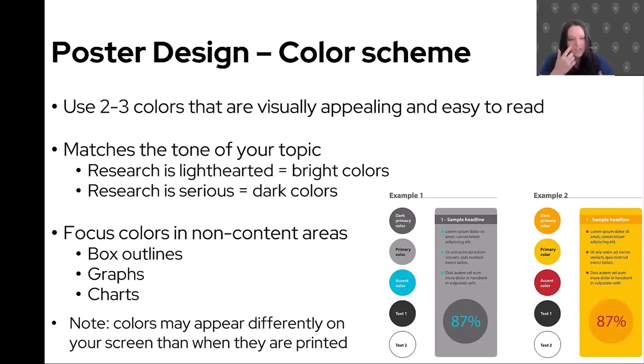So then you want to think about your color scheme. So you have this idea of what your font types are going to be, what your font sizes are going to be, but then we think about color. So you want to use about 2 to 3 colors. You want to have them contrasting each other so they're visually appealing and they're easy to see. One thing you can think about is matching the tone of your topic. So you can have brighter colors if it's something that's a little lighthearted, darker colors if it's something more serious. Don't have to do that. If you're talking about cancer, you might not want yellows and pinks and bright colors, or you might, personal preference, but something to consider.